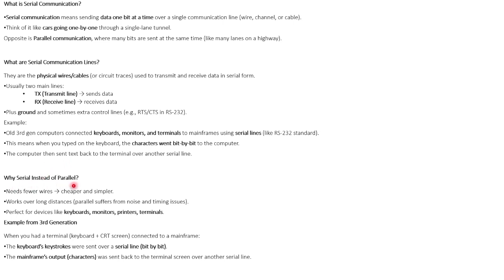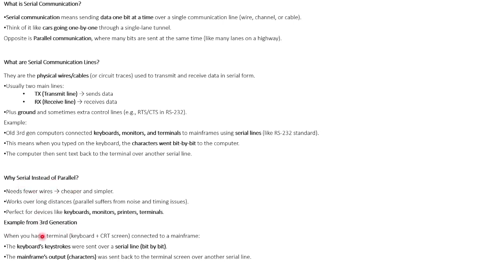Why a serial line instead of parallel? It needs fewer wires, is cheaper and smaller, is simpler, and works over long distances. Parallel suffers from noise and timing issues. Serial is perfect for devices like keyboards, monitors, printers and terminals. So these are the reasons why we use serial instead of parallel lines.